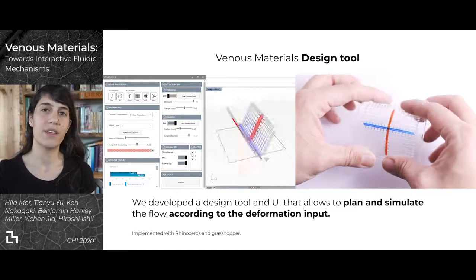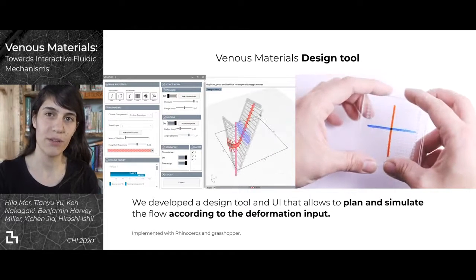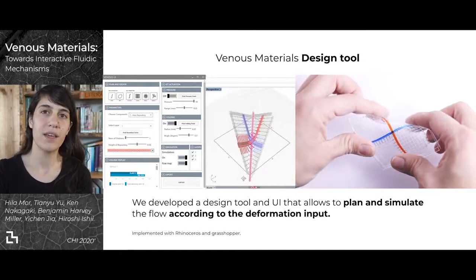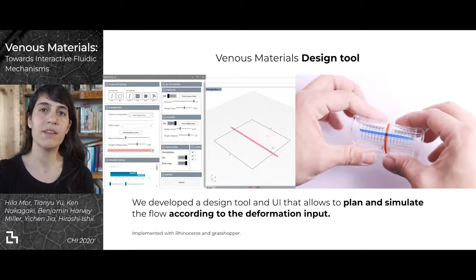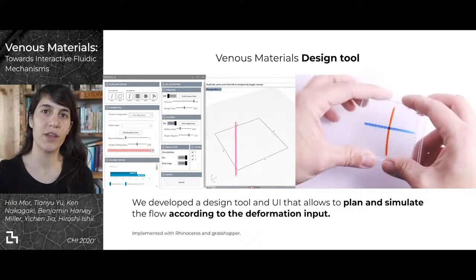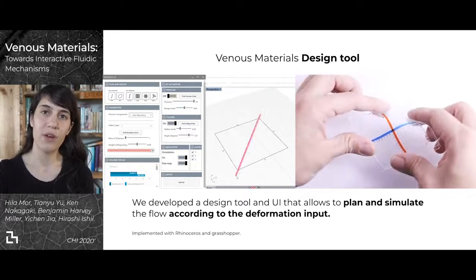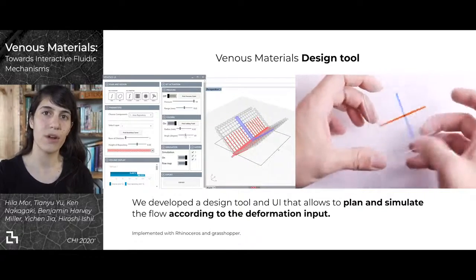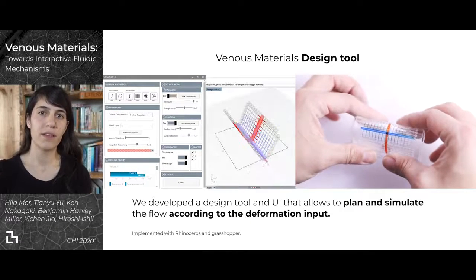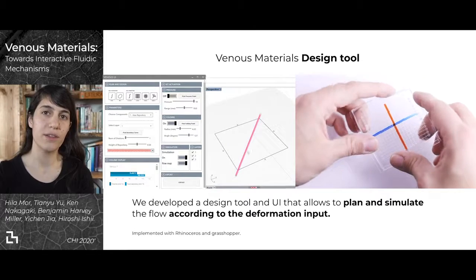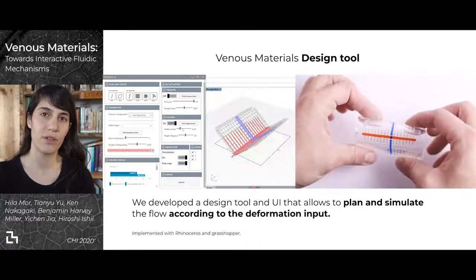And here you can see the user first generate the geometry, and then he can modify different parameters and then simulate the flow according to either pressure actuation or bending, which are the two actuation we implemented, and then finally simulate and see the visual result.